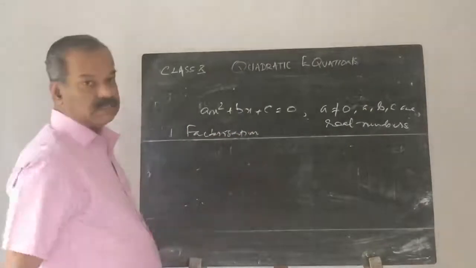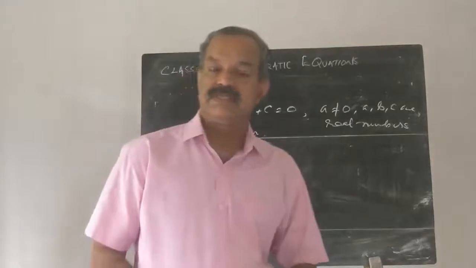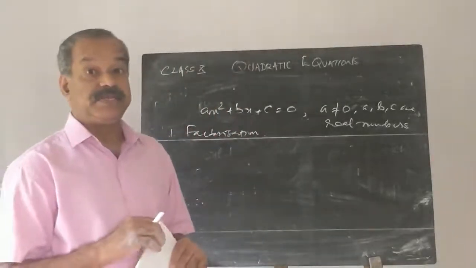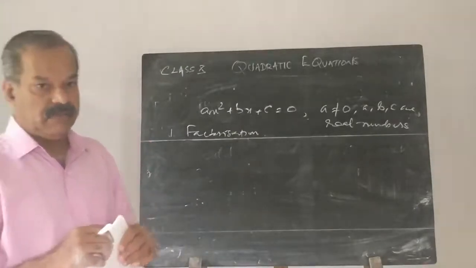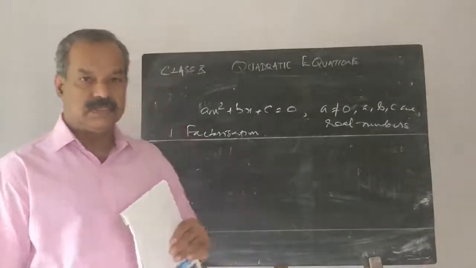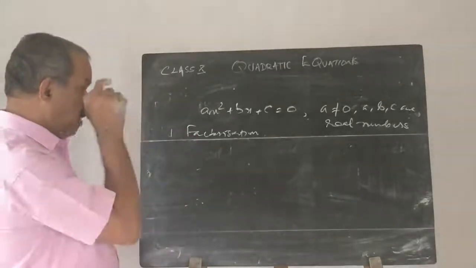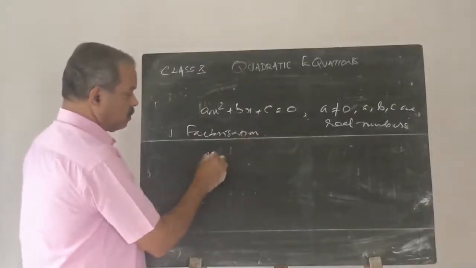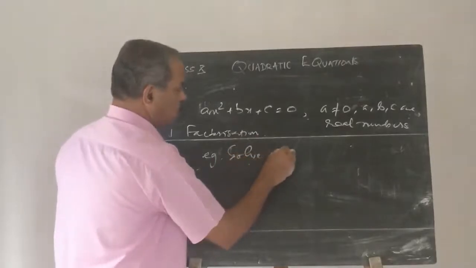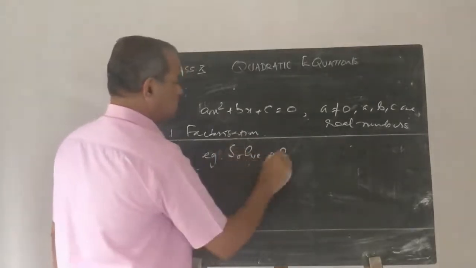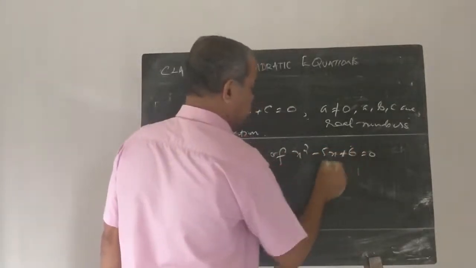The method of factorization depends on splitting the middle term of the quadratic polynomial. We learned this last year in the 9th class. See the example. For example, solve, or find the solution of, x square minus 5x plus 6 equal to 0.